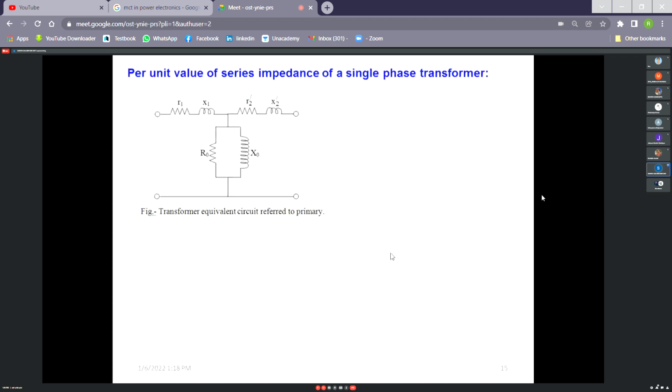Next is, another issue is there. When we connect a transformer in a system, transformer is indispensable in power system, and when there is a transformer in power system or anywhere, there is a primary side, secondary side issue, because primary side, secondary side parameters are entirely different.